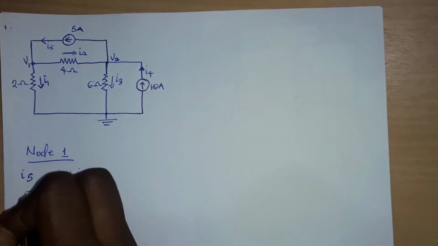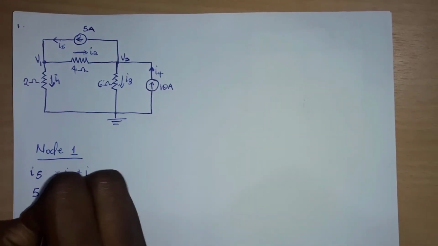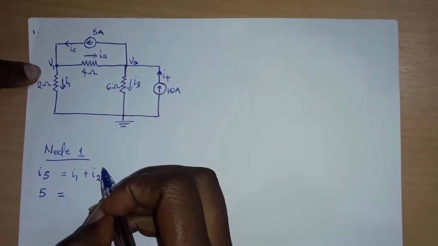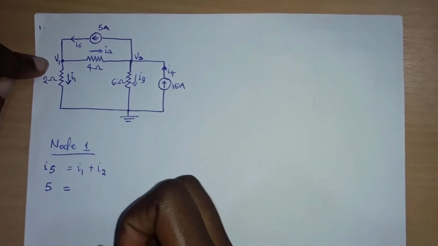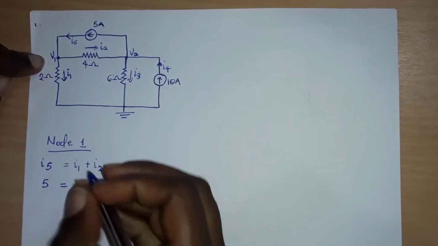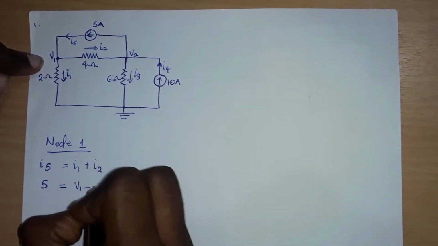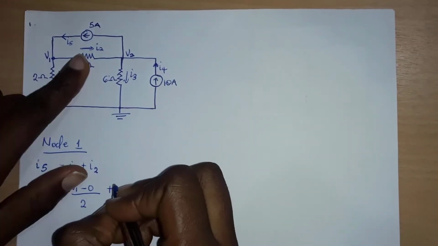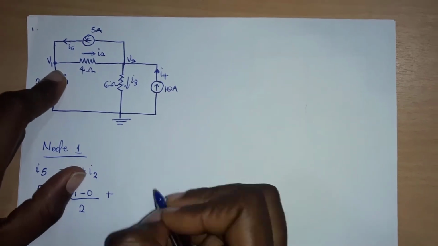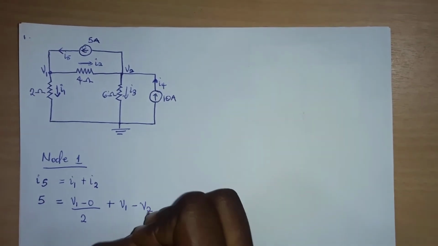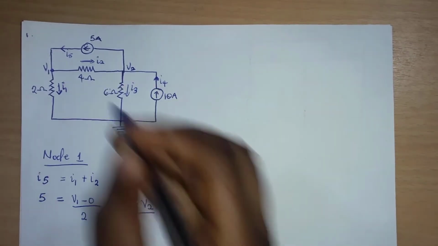So current I5 is 5 amps. Write our 5 amps. Then I1, considering the direction that I have taken, it means that V1 is my high potential and the reference node is my low potential. So it's going to be V1 minus 0 over this resistance, 2 ohms. Then for I2, V1 still my high potential, then V2 my low potential, so V1 minus V2 over 4.